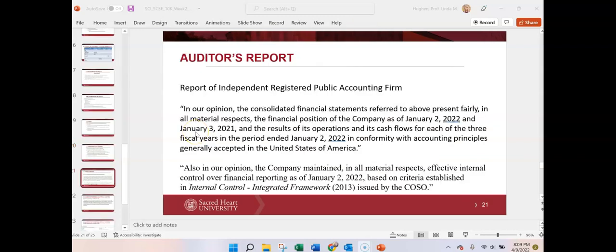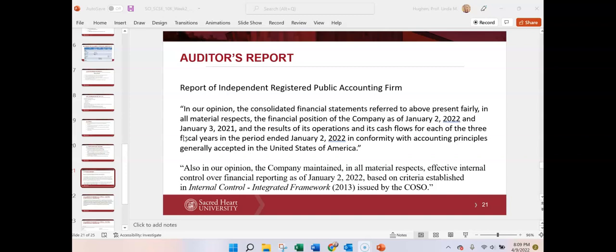We're not going through every one of the footnotes, but we're just getting an idea of what information can be found in some of them. The next topic of importance in the 10K is the auditor's report. This is the report of the independent public accounting firm.